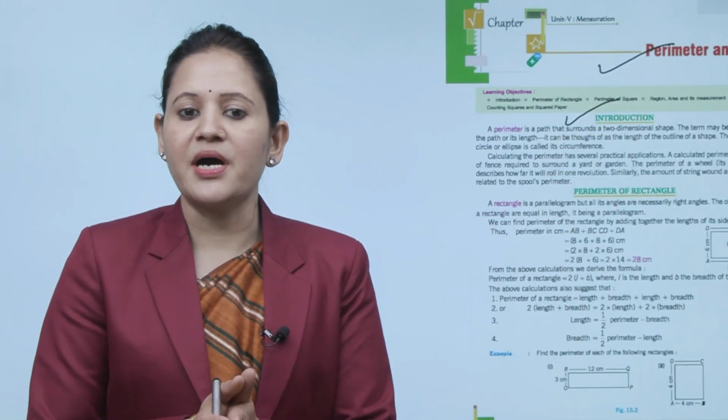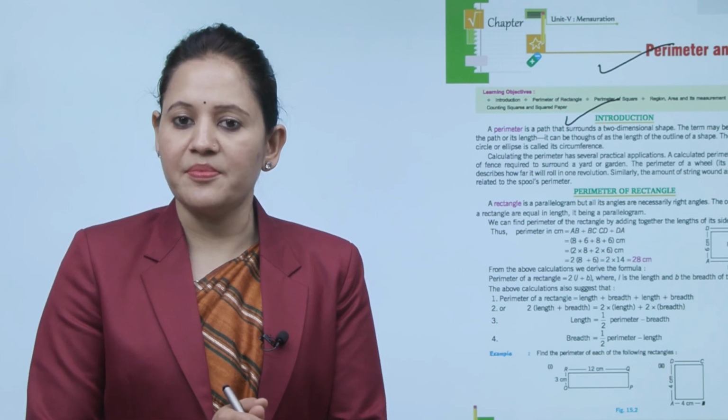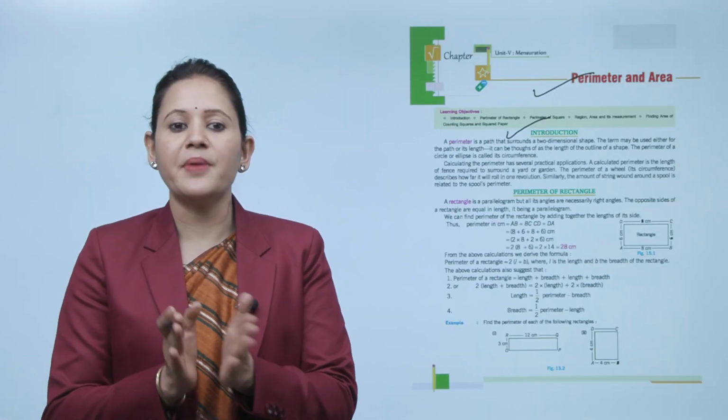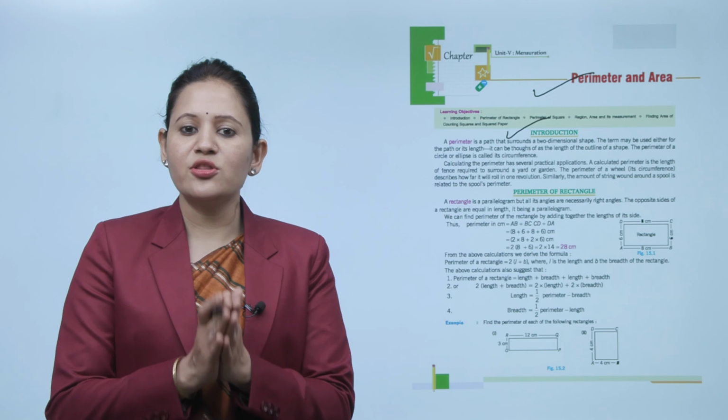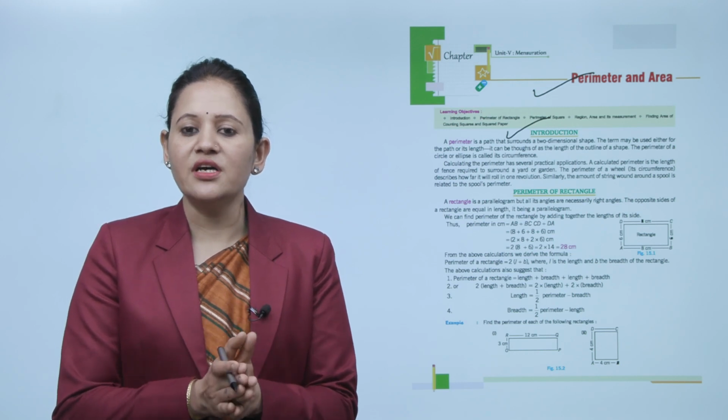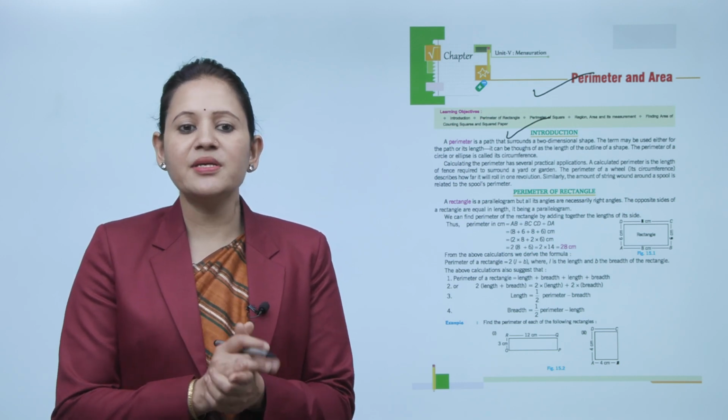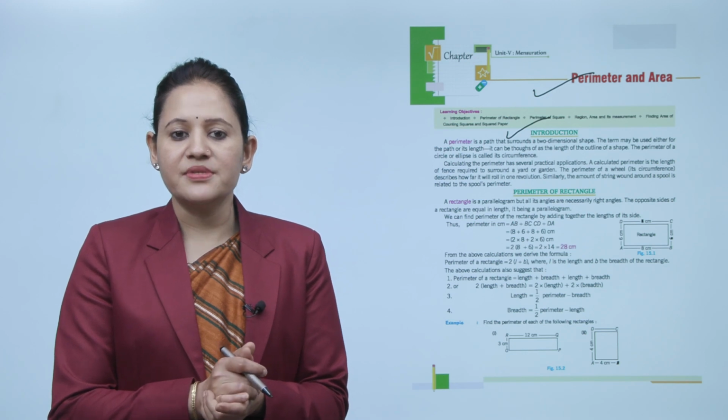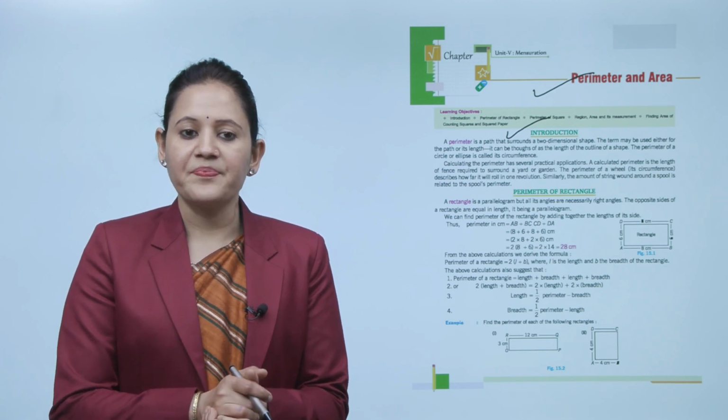A perimeter is a path that surrounds a two-dimensional shape. The term may be used either for the path or its length. It can be thought of as the length of the outline of the shape. The perimeter of a circle or ellipse is called the circumference.